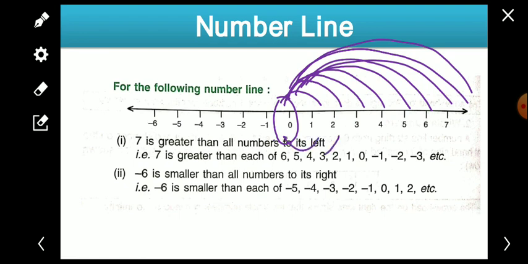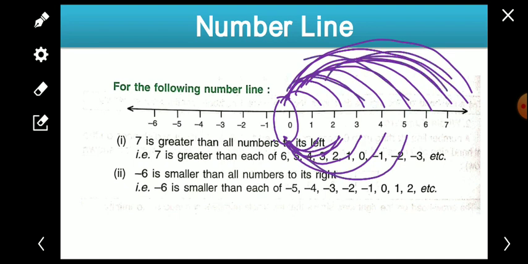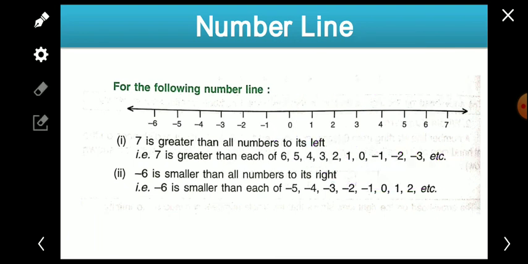0 is on the left side of 2. It means 0 is smaller than 2. 0 is on the left side of 3, so 0 is smaller than 3, 0 is on the left side of 4, so 0 is smaller than 4, 0 is on the left side of 5, 0 is smaller than 5. So like this, 0 is on the left side of each and every positive integer. It means it is smaller than each and every positive integer. So we can say that 0 is always smaller than a positive integer.